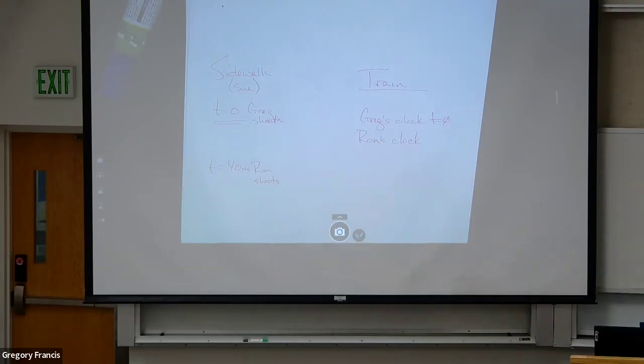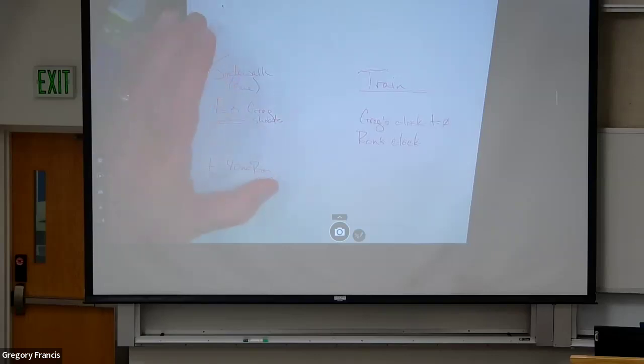Wait, Greg, are you in front or back? Are you in the front of the train or the back of the train? I was on the back of the train. Okay. Yeah, the paragraph after that example in the book is switched, but in the example it's correct. I'm on the back of the train.